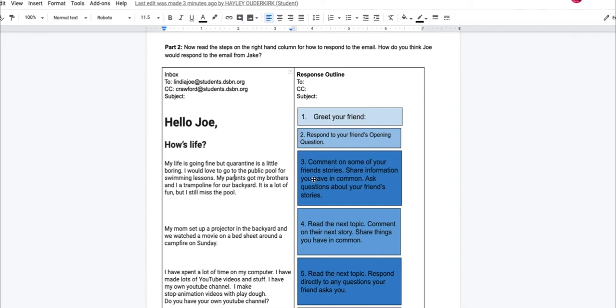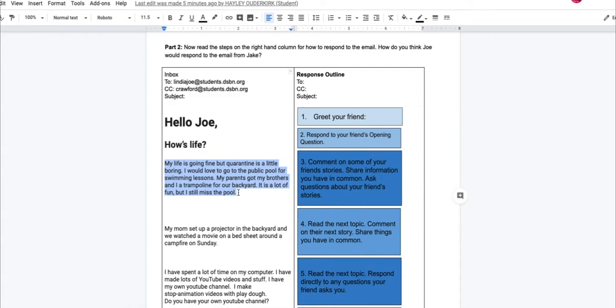So step 3 says comment on some of your friends' stories. Share information you have in common. Ask questions about your friends' stories. So here, you have to kind of do some reading to review what this person is talking about. So Haley, take a minute and just reread that little paragraph here. And what do you think the topic is in this first little chunk here? Probably that this person is very bored at home and wants to do things, and he misses his pool, and his mom bought him a trampoline, but he still wants the pool.